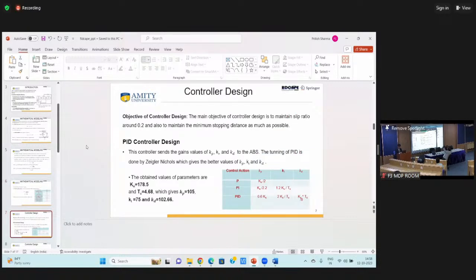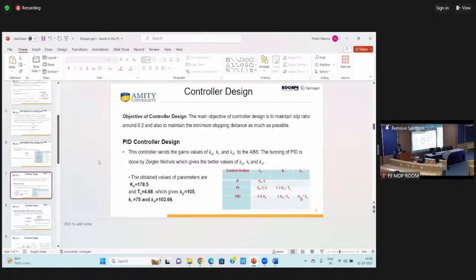Here I was designing a fuzzy logic based PID controller, but initially we have to test on the PID controller, so I have implemented the PID controller also, so that we can compare both results. So why do we need fuzzy logic in the PID? In the PID controller, I took the basic Ziegler-Nichols process for PID tuning, in which I got the KU and TU values, and KP of 105, KI of 75, and KD of 102.